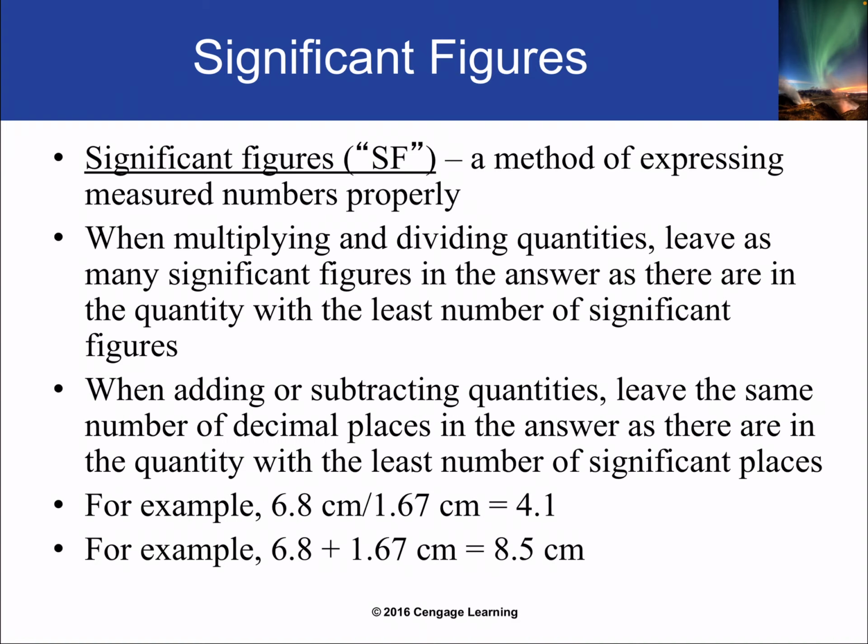So when you're multiplying and dividing, you want to leave as many significant figures in the answer as there are in the quantity with the least number of significant figures. Okay? When adding and subtracting, you're going to leave the same number of decimal places in your answer as there are in the quantity with the least number of decimal places.